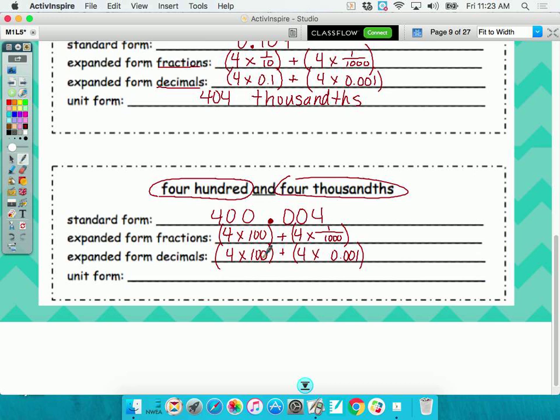Now there's a couple ways we could do unit form. We could do 400 ones. I agree. We could do 400 ones, but let's just do 400s. No TH, because this is the hundreds place. And then 4 thousandths.